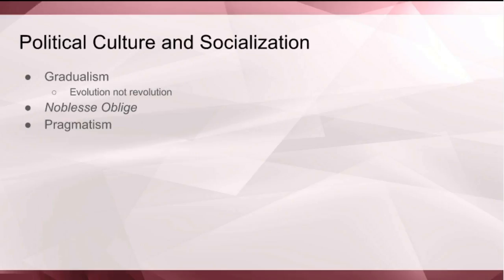Another element of political culture in the United Kingdom is pragmatism. In the United Kingdom, ideology or rabid adherence to a specific ideology is not usually what you'll find. For the most part, individuals tend to be pretty pragmatic. There's also wide acceptance for the welfare state. Let's go ahead and define the term welfare state.